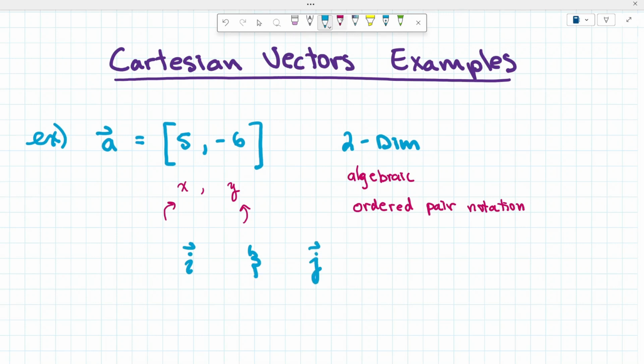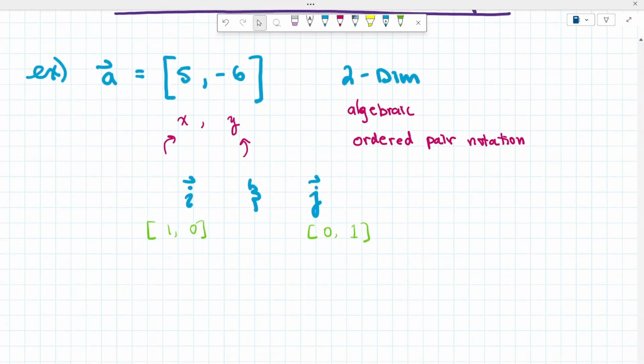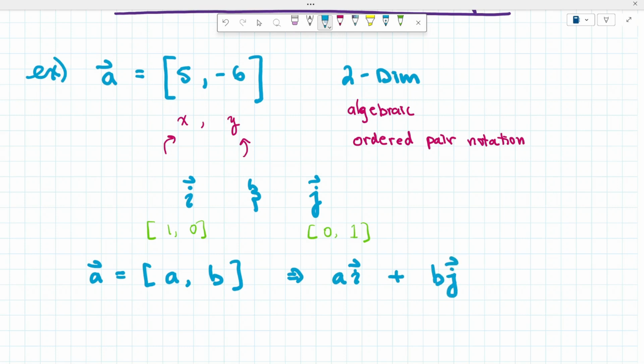So remember, what does i equal? i is our unit vector in our x direction, so that means i is (1, 0). And j is our unit vector in our y direction, so that means it's (0, 1). If we have this vector over here, we can rewrite it. Let's say we have vector A composed of some components a and b. It can be rewritten as a times i plus b times j. So that's how we go from this ordered pair algebraic notation to our unit vector notation.